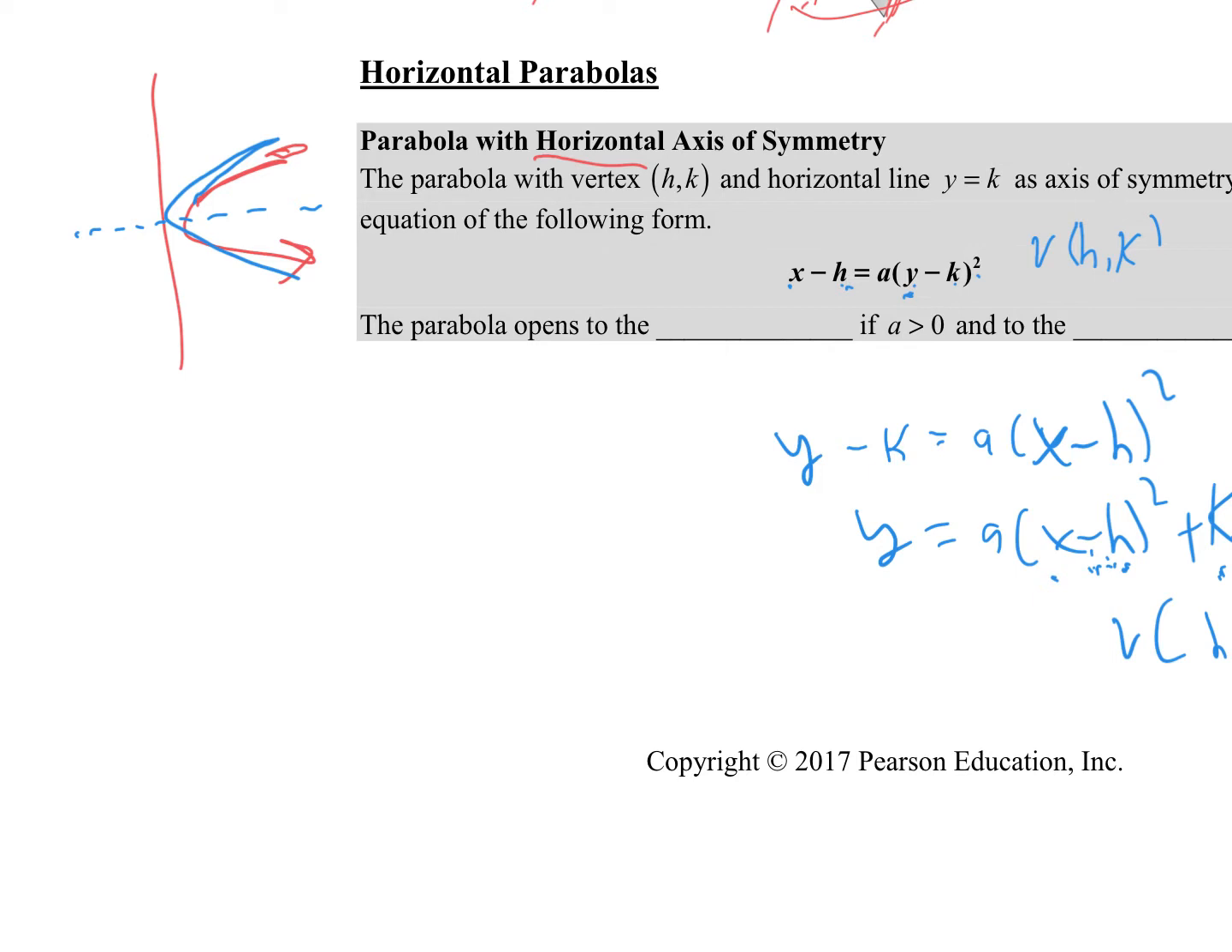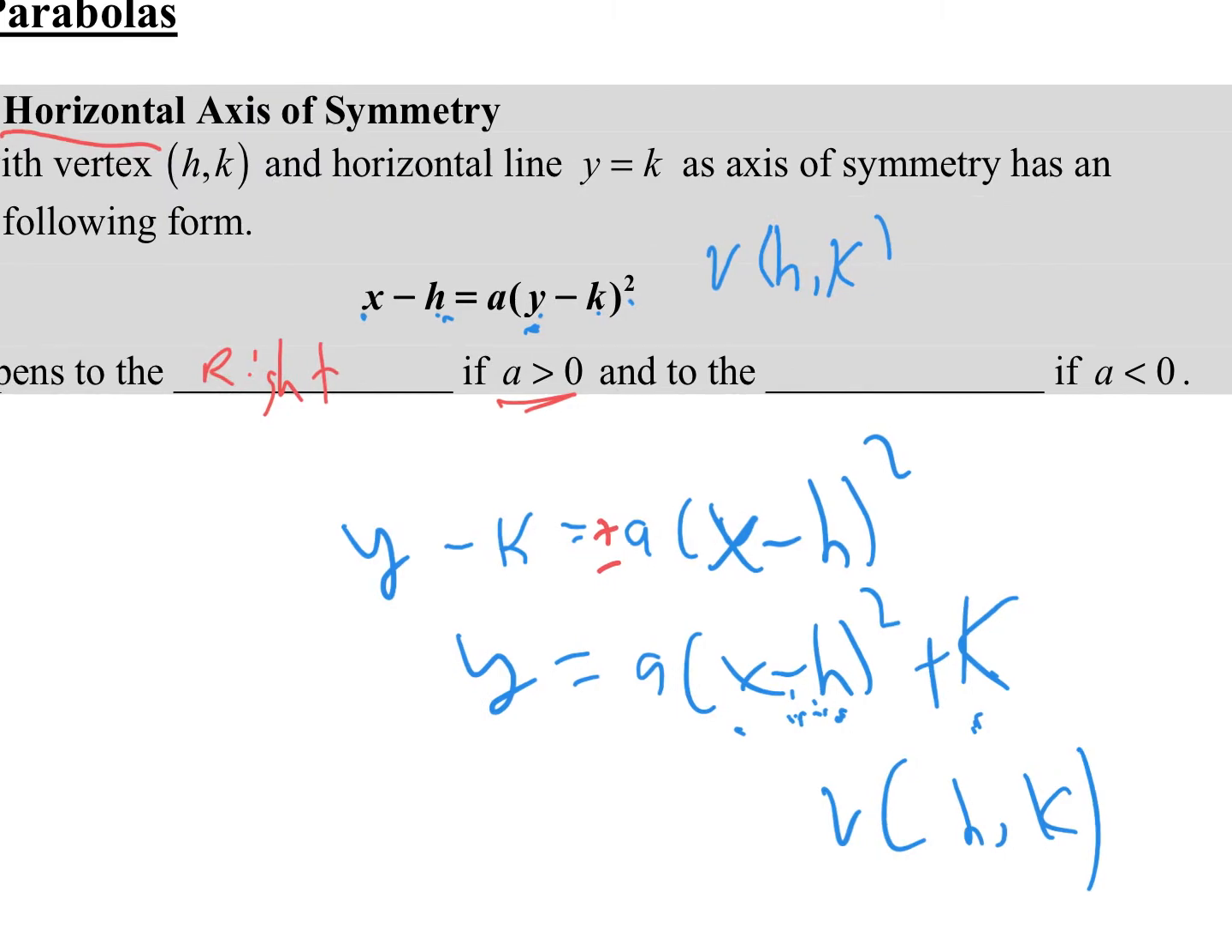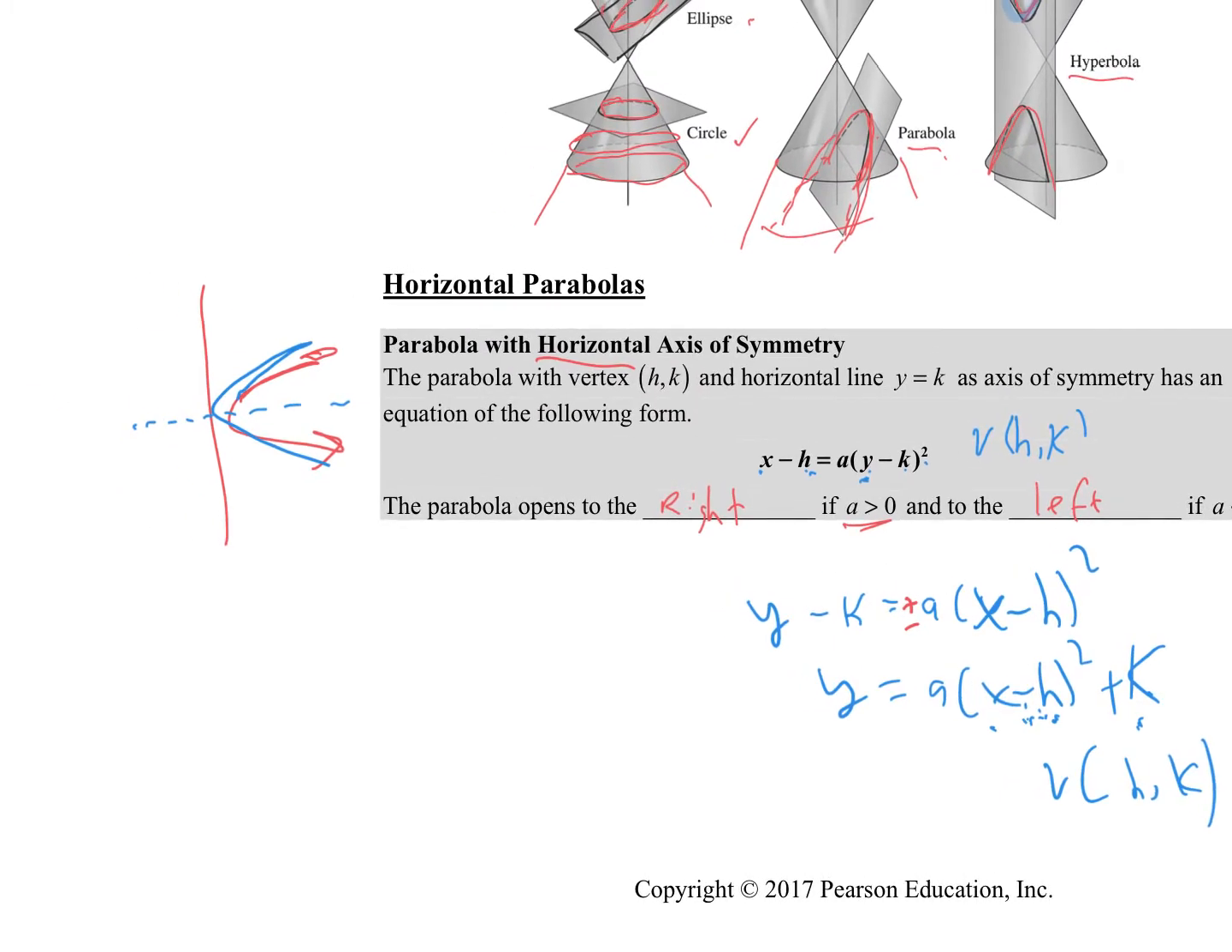Remember, it was about the number in front. Like here, it could be plus or minus. That means it opens up or down. It's the same thing here. The parabola opens to the right if a is positive, and obviously left if a is negative. So this is the equation you want to get familiar with today: x minus h equals a times y minus k squared. Okay, so let's try our first problem.